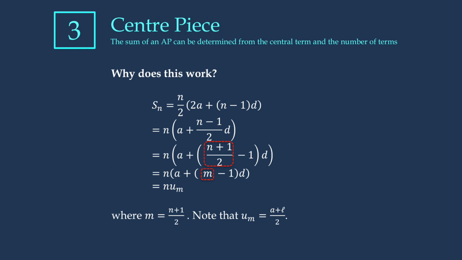Now, why does this work, you might ask? To answer this, let's look at the standard formula for the sum to n terms, Sn equals n over 2 into 2a plus n minus 1 into d. Rearranging this a little results in n on the outside, and an expression which looks like the mth term on the inside of the parenthesis, where m equals n plus 1 over 2. Hence Sn equals n times the mth term.